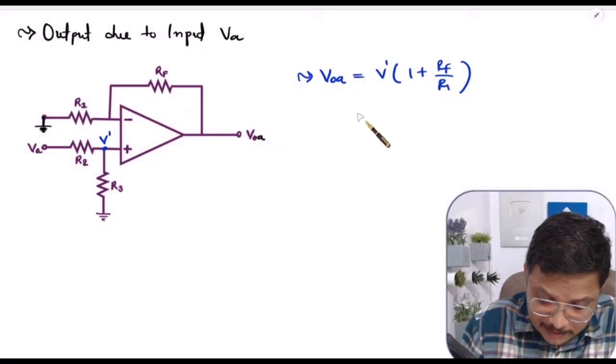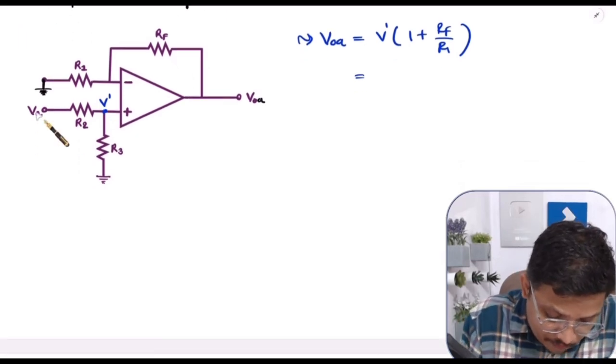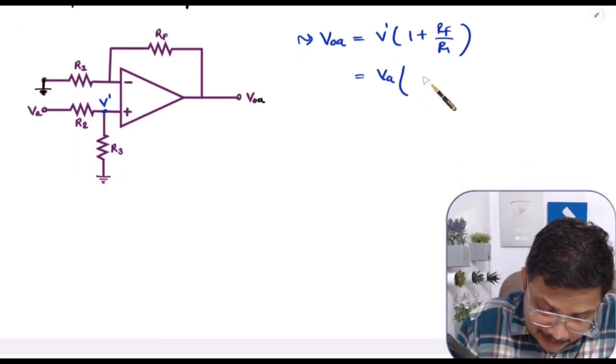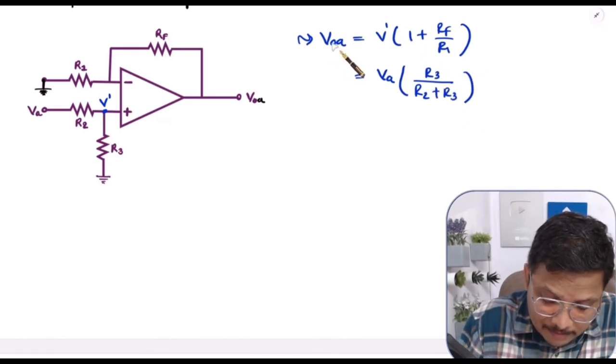Now what is V dash? See, V dash can be calculated as per the voltage divider rule. V dash will be how much? V dash will be VA into this resistance R3 divided by the addition of these two resistances, R2 plus R3, and into this gain that is my VOA, right?